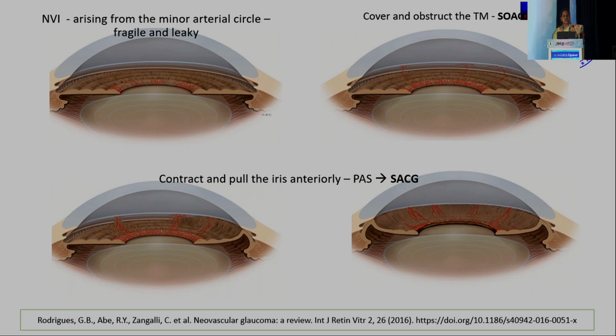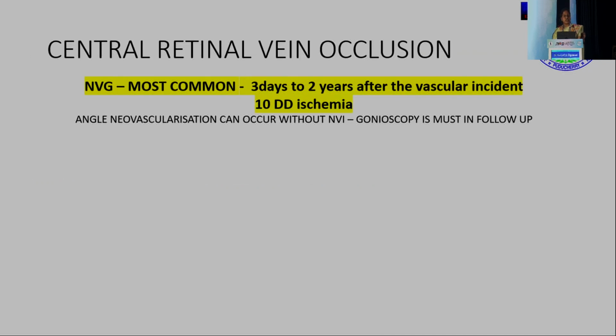NVI is the first stage, and then secondary open angle glaucoma, where the neovascular membrane covers the angle and causes a rise in intraocular pressure. This neovascular membrane contracts and closes the angle, resulting in secondary angle closure glaucoma. So these are the pictures showing NVI, secondary open angle glaucoma due to NVA, and the angle closure type in neovascular glaucoma.